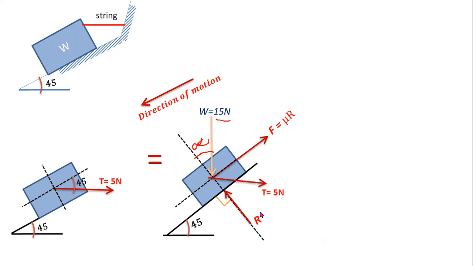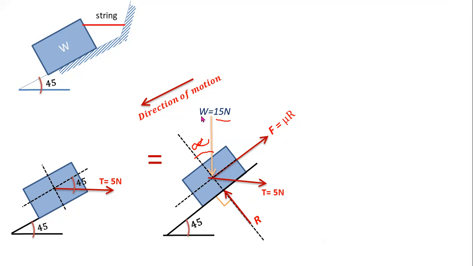Here the direction of motion of the block is downward, so you have to consider an opposite frictional force. This is the friction force. We already know that the friction force always acts opposite to the direction of motion of the block. Here the direction of motion of the block is downward, so you have to consider an upward frictional force. And this is the given horizontal tension T.